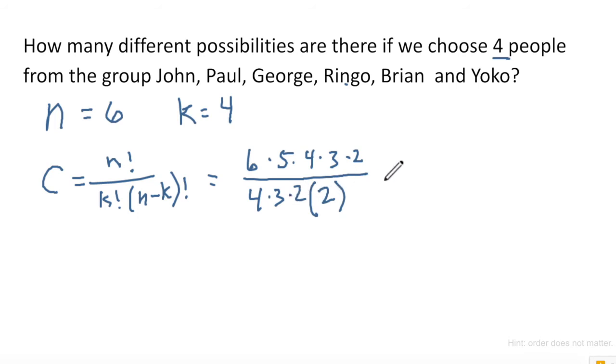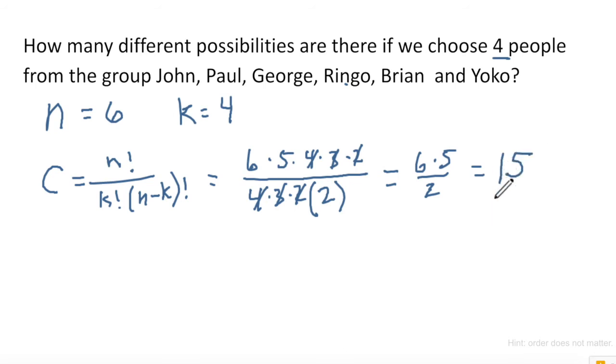So now we can do some cancellation before we do any multiplying. We can cancel out this 2 and this 2, this 3 and this 3, this 4 and this 4. And what we get is 6 times 5 divided by 2. That's 30 over 2, and that gives us 15.